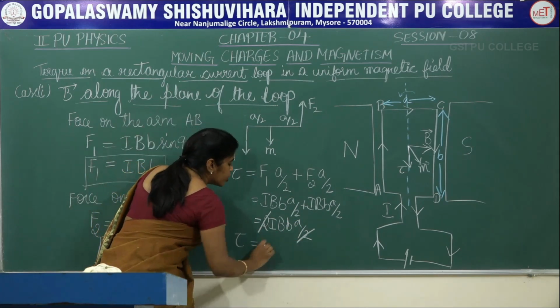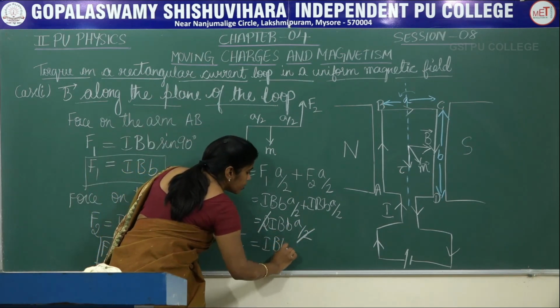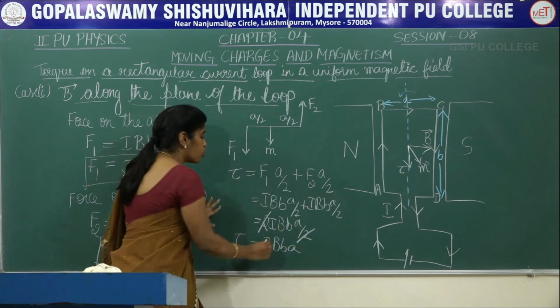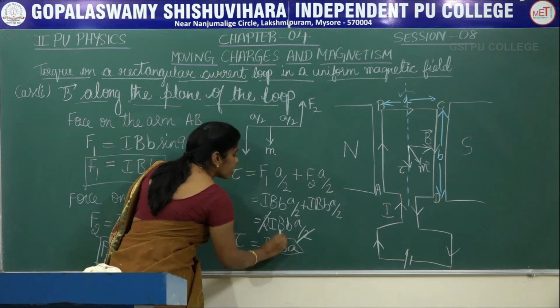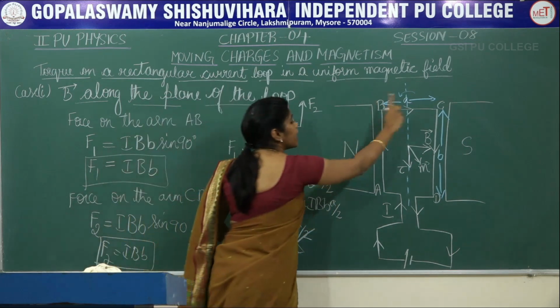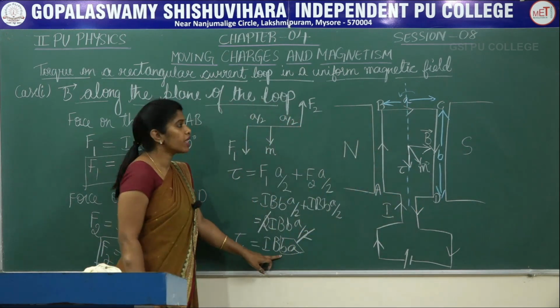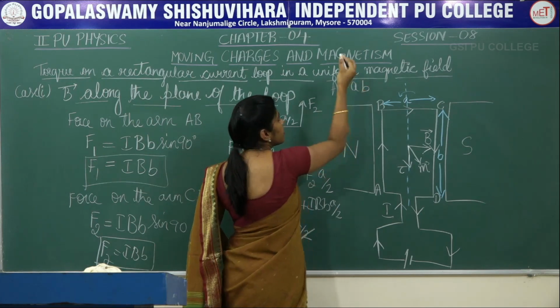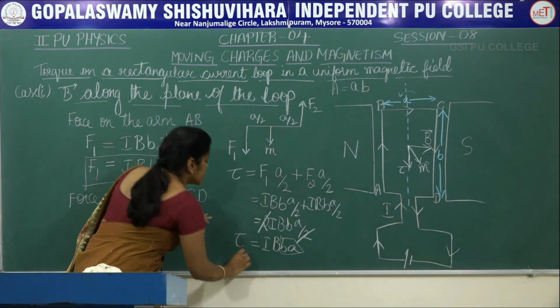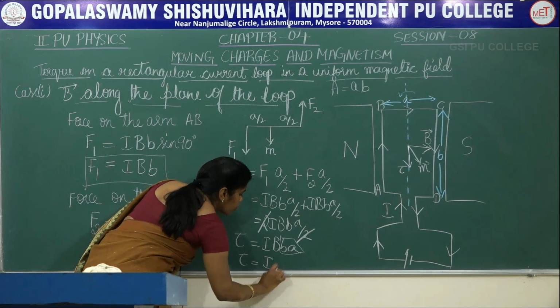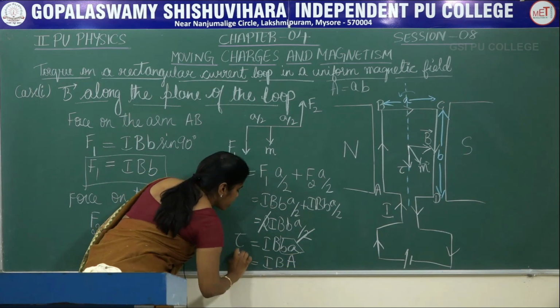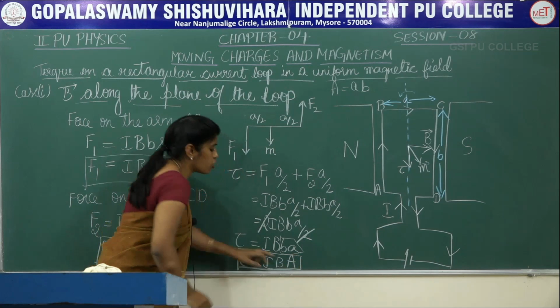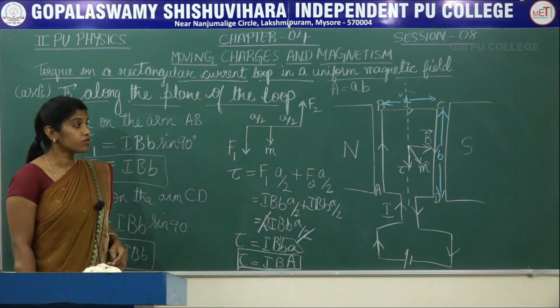Torque is equal to IBB A. But what is B into A? It is nothing but the area of this rectangle. The area of the rectangle is given by A into B. Therefore, tau is now equal to IBA. The A is nothing but the area of the rectangle.